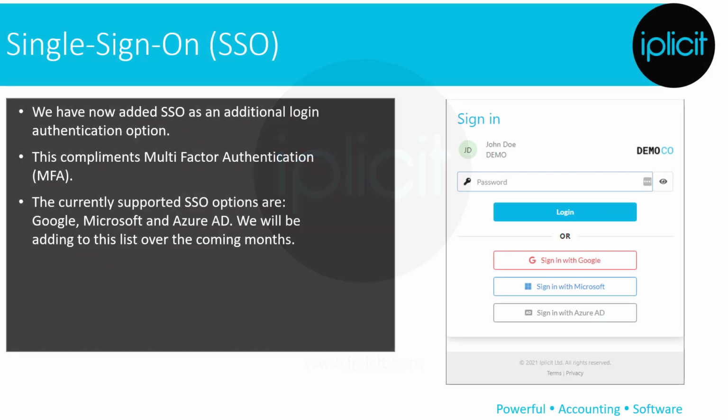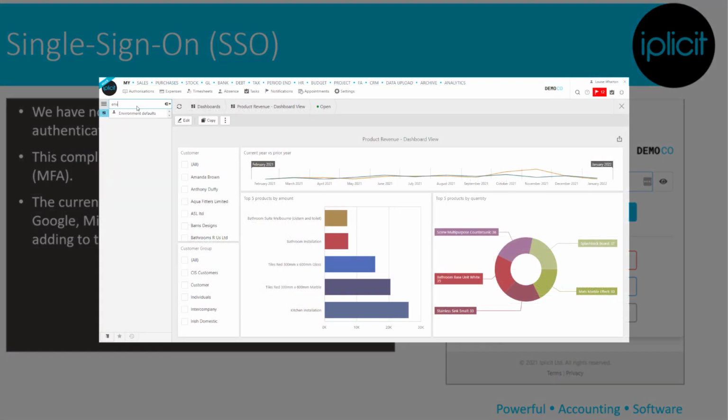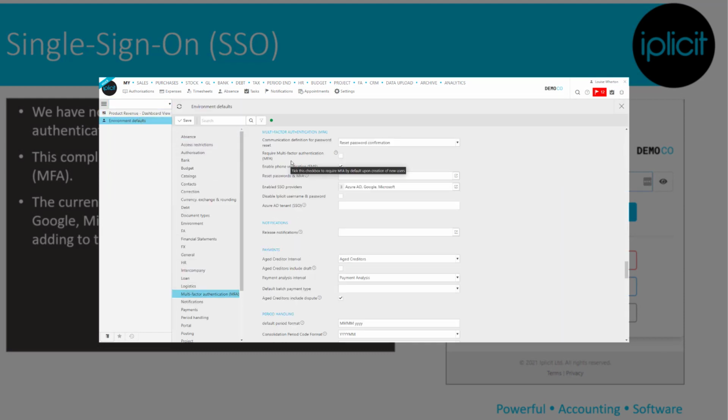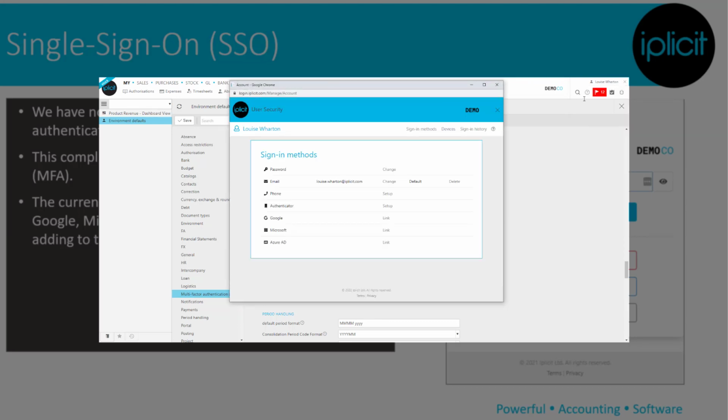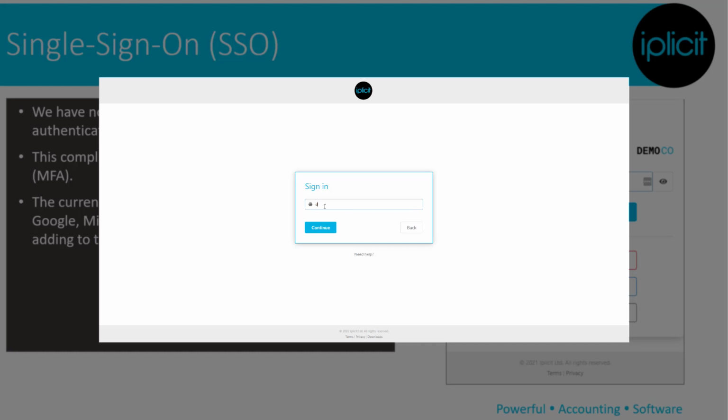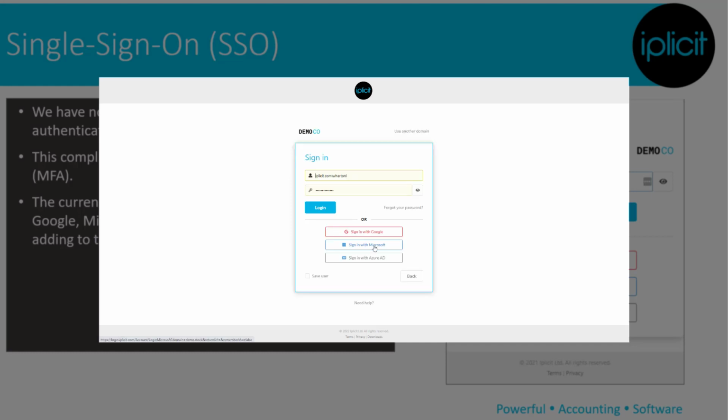And finally, we're going to take a look at the new single sign-on ability that complements the multi-factor authorization feature we introduced last year. In the environment defaults, admin users can now select which type of single sign-on providers to enable. Once this is enabled, users will need to link their accounts in the security section, and then they will have the option to use that method next time they log in on their domain.